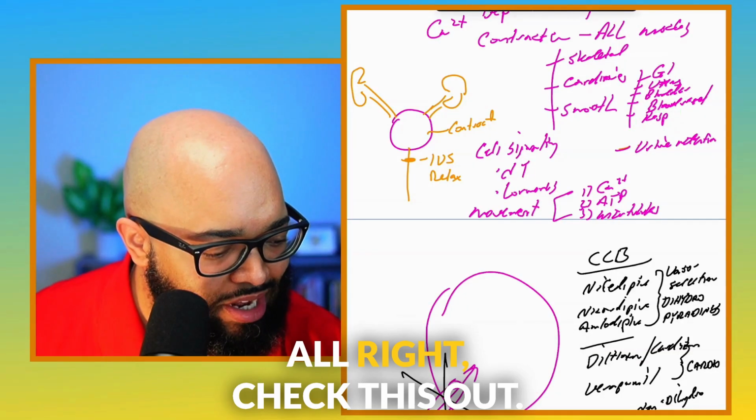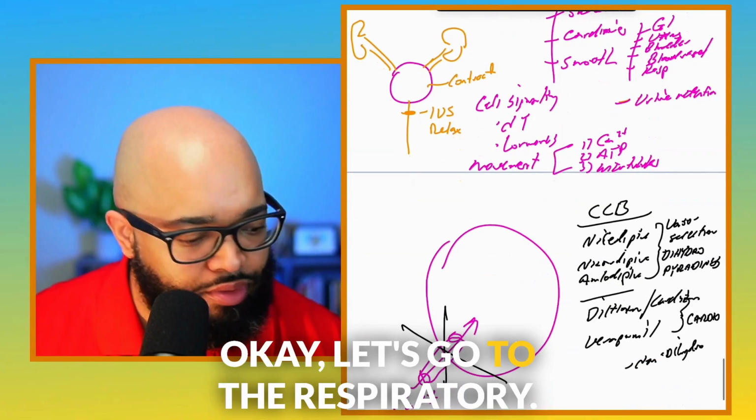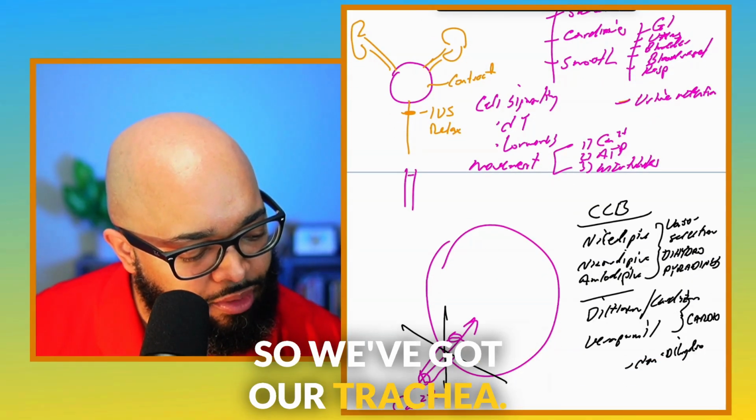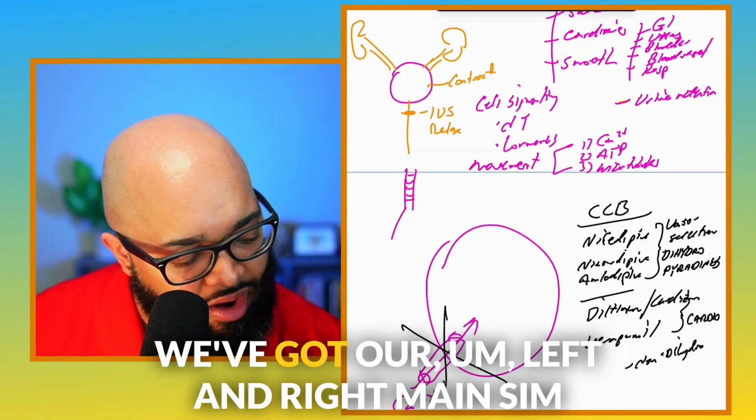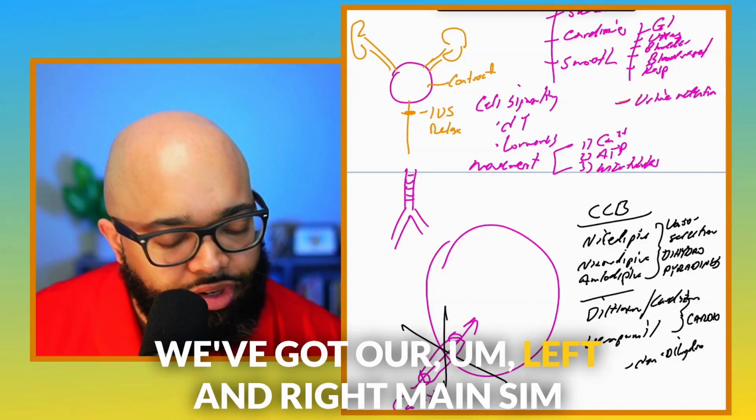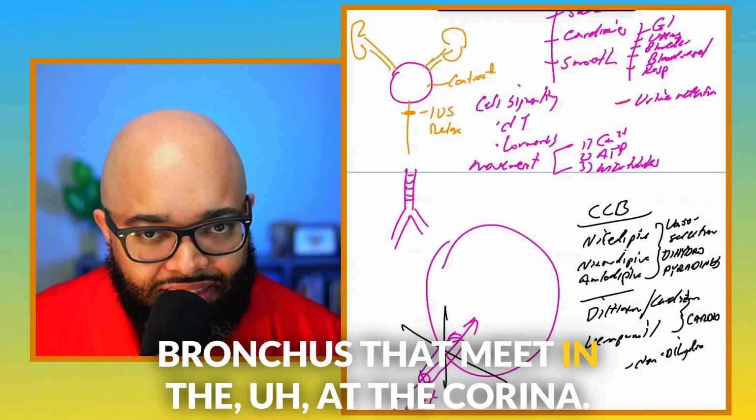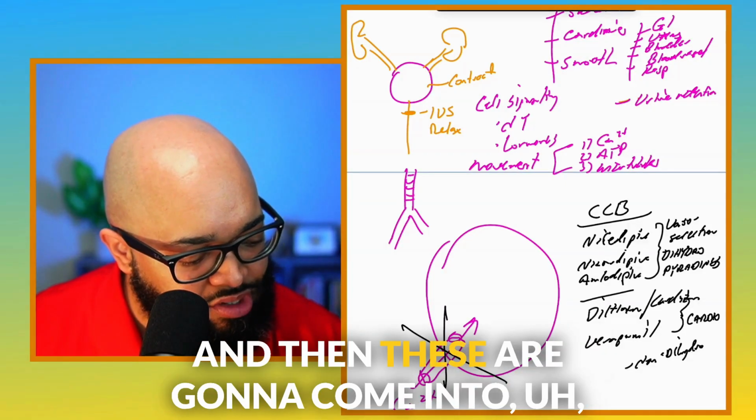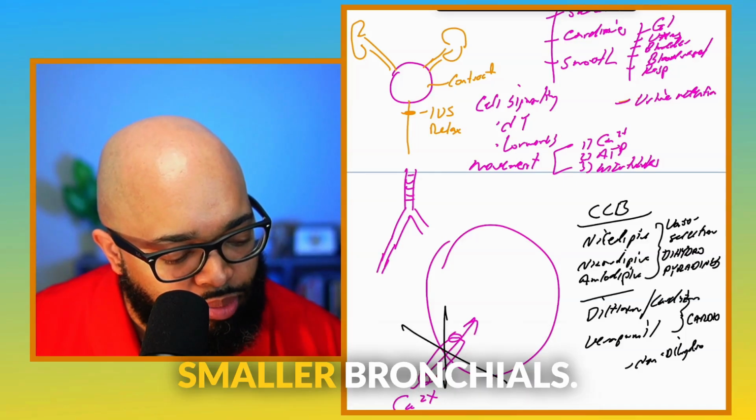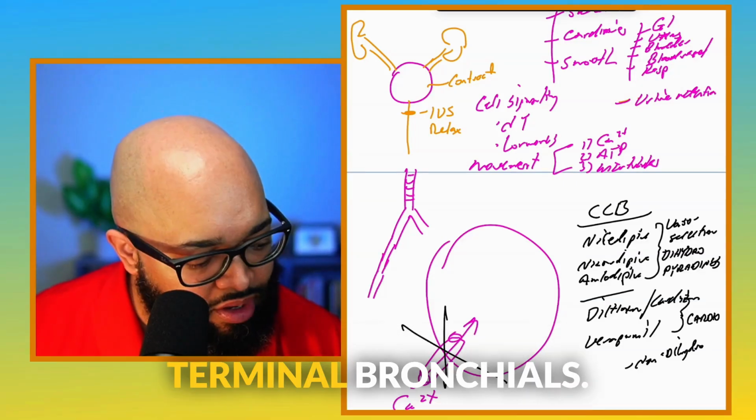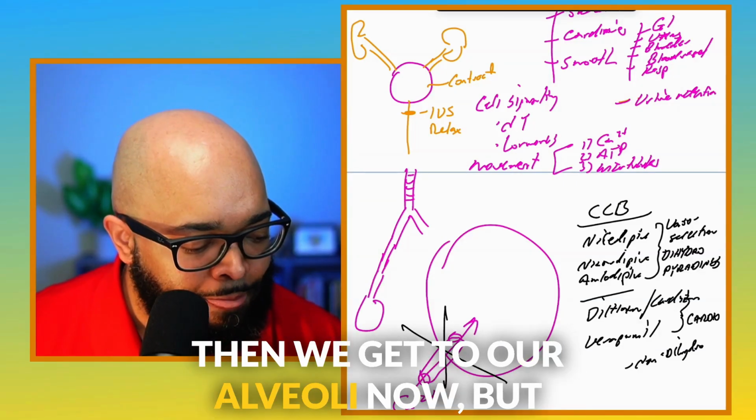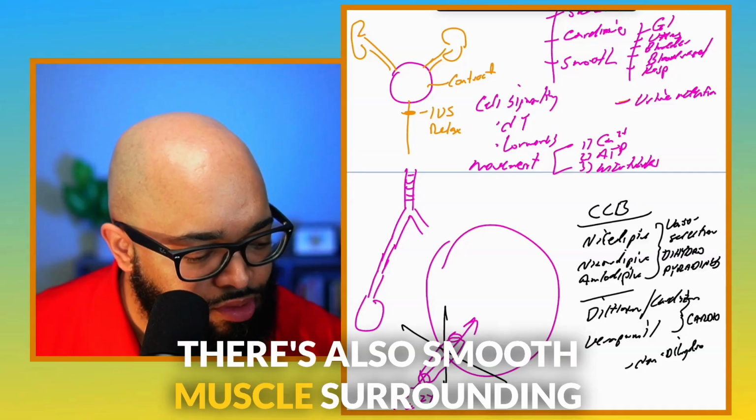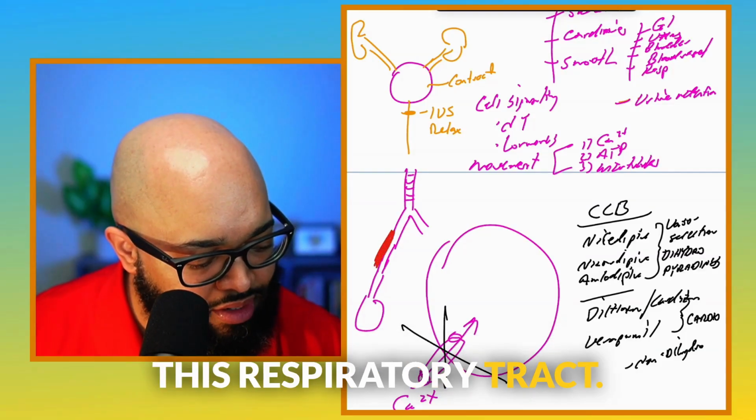There's smooth muscle. All right, check this out. Okay, let's go to the respiratory. So we've got our trachea with our cartilaginous rings here. We've got our left and right main stem bronchus that meet at the carina, and then these are going to come into smaller bronchioles, and then we're going to get to those terminal bronchioles. Then we get to our alveoli. Now, there's also smooth muscle surrounding this respiratory tract.